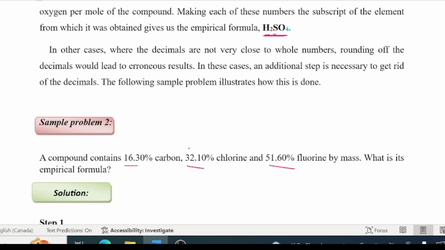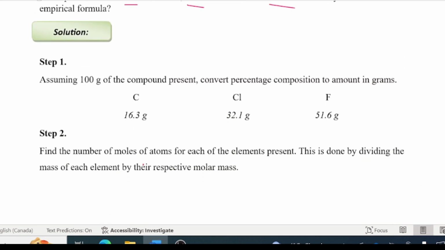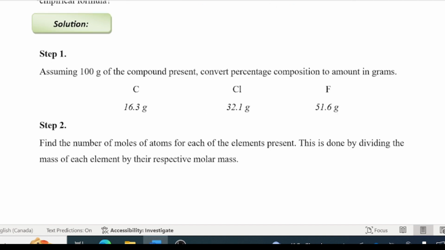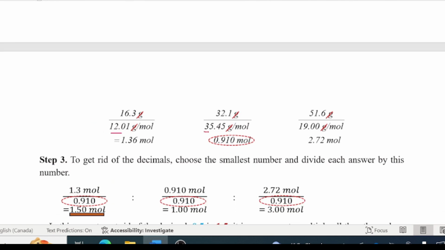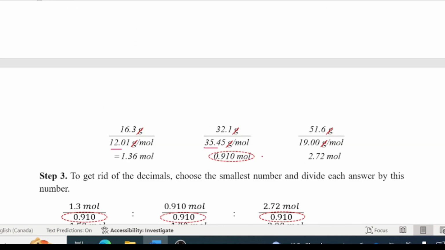Now you get a similar one like that again, here. So what do we do? Change the percentage composition to mass in grams. So this is it, that is it. Next thing is, we divide each of these by the molar mass for these elements. That is it for carbon, chlorine, and fluorine. You now end up again with decimals, right? So we do not round off at this point, you get erroneous results. So we take each of these now for the next step and divide it by the smallest value here, which is 0.910.